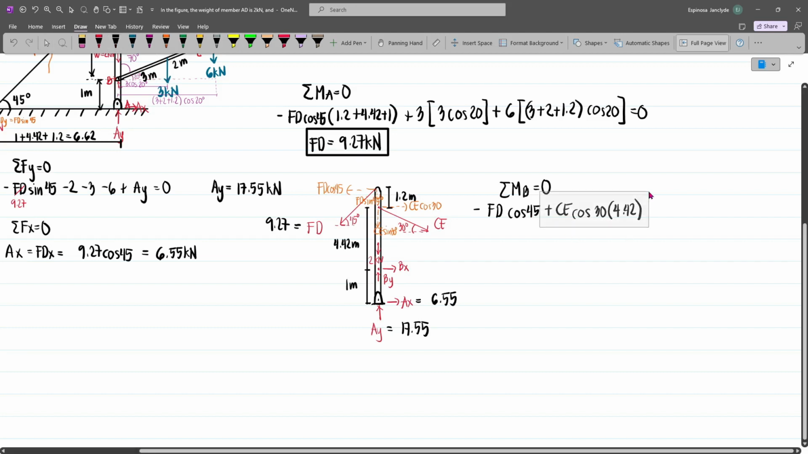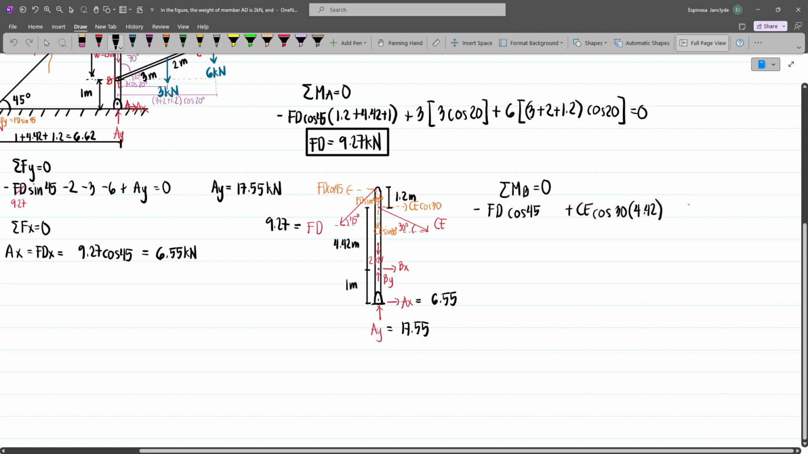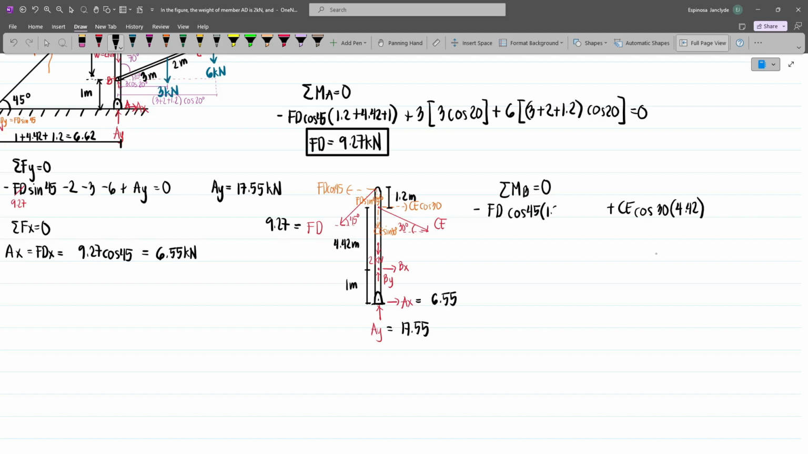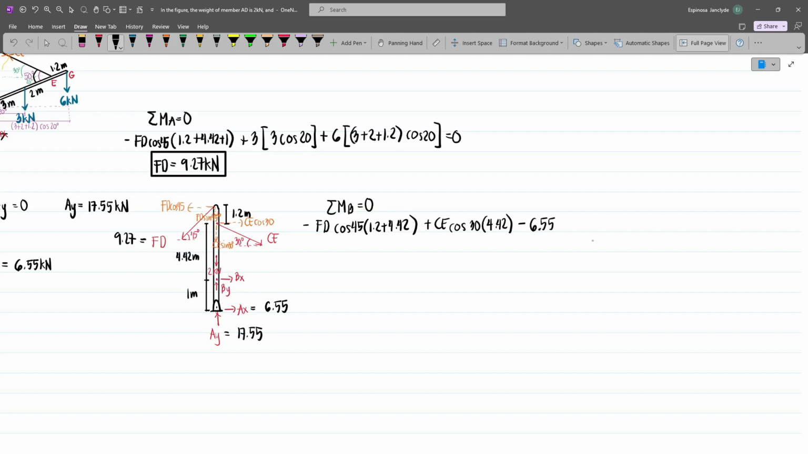Diba, meron tayong FD, and then cos 45, and then by the way, this is minus because the horizontal component of FD will cause a counterclockwise rotation about B. And then we have plus CE cos 30 multiplied by 4.42. By the way, nakalimutan ko yung moment arm dito. FD cos 45 should be multiplied by 1.2 plus 4.42. And then minus AX, which is 6.55, multiplied by the moment arm na 1 meter. And so this is equal to 0. However, we know that FD is equal to 9.27. And so now we can solve CE.